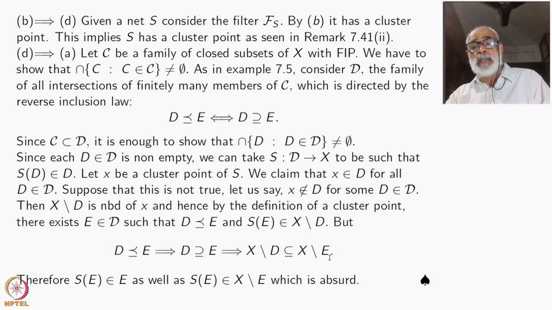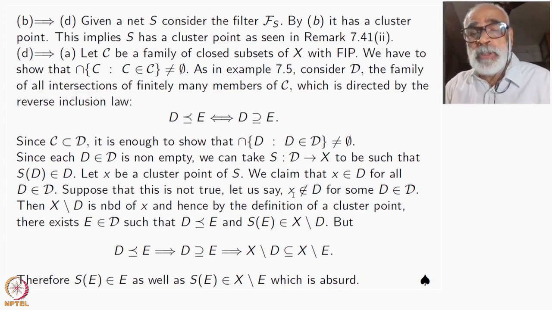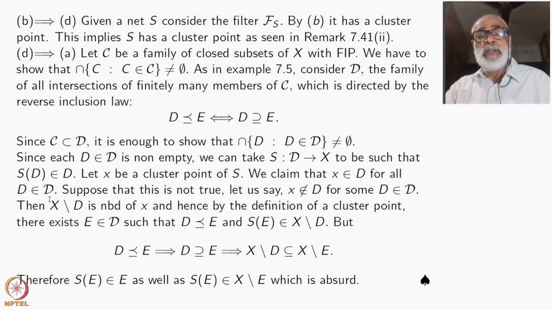X minus D is contained inside X minus E. Therefore S_E is inside E as well as inside X minus E. That is absurd. How can it be in E as well as in X minus E? X minus D was a neighborhood, which contained X minus E whenever D is contained inside. So these two are contradictory. I started with S_E inside E, but S_E is now in X minus E. That is absurd. So for this cleverly chosen net, this will fail. So what we have proved is that x belongs to D for all D inside curly D, so the intersection of these is non-empty.